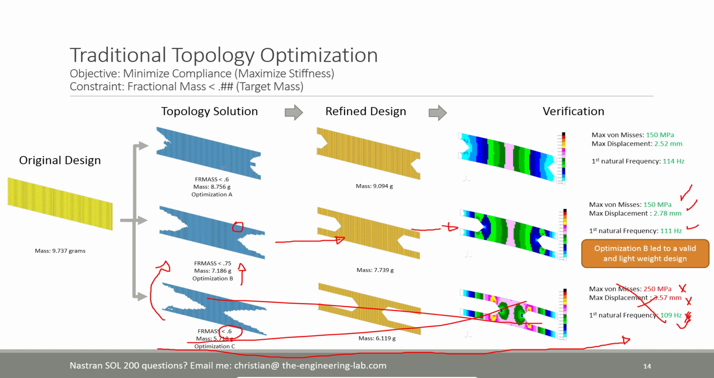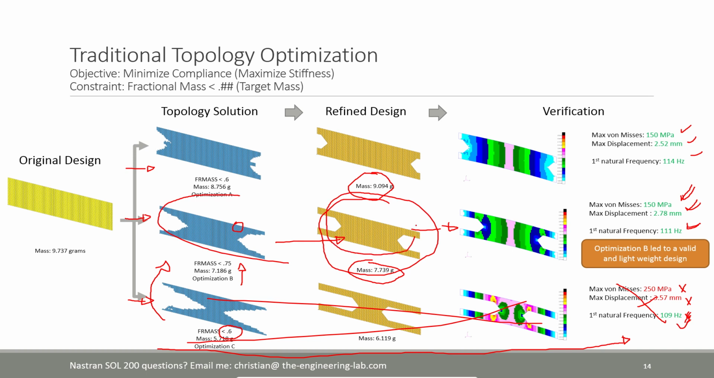What you see engineers do, they will create multiple topology optimizations, and they will pick the better of all the combinations they tried. Here you see that this combination produces valid results, so does this combination. So now which one do you pick? This one has a mass of 9.0 grams. This has a mass of 7.739 grams. So since this one's the least in weight, this design in the middle is my final design, and this is the one I'm going forward with.